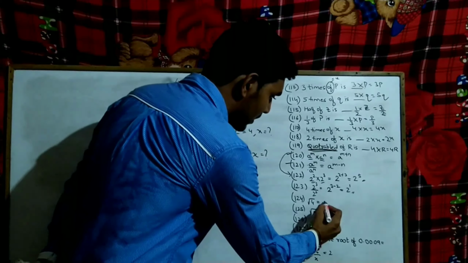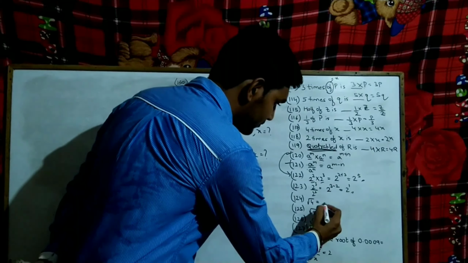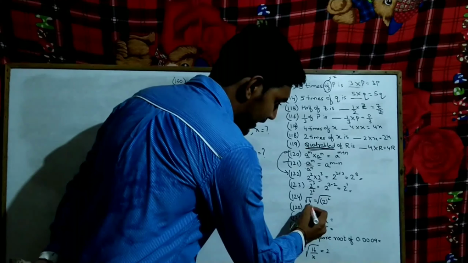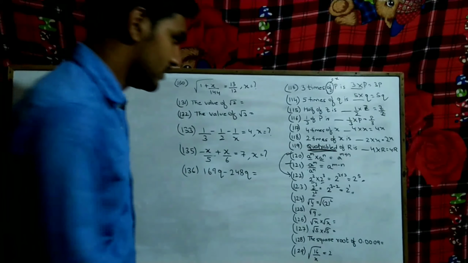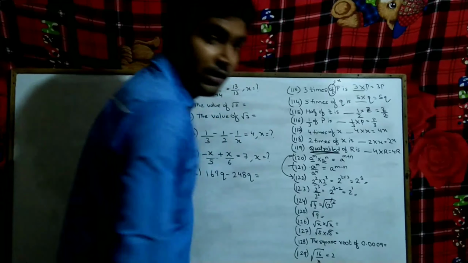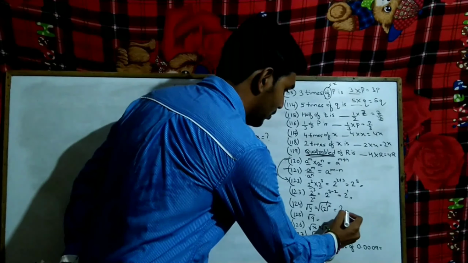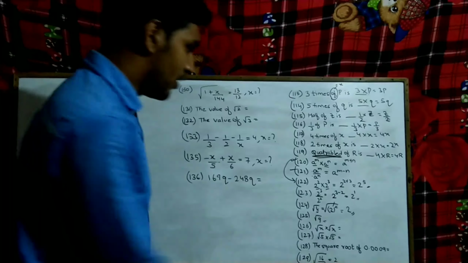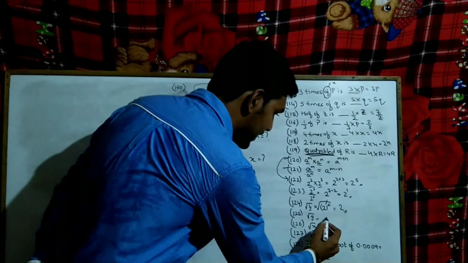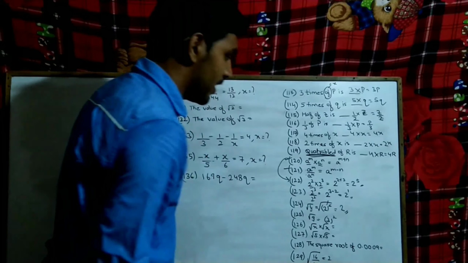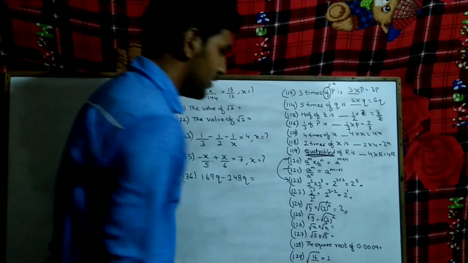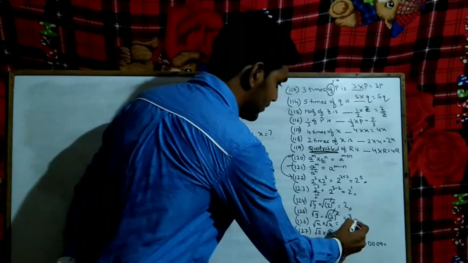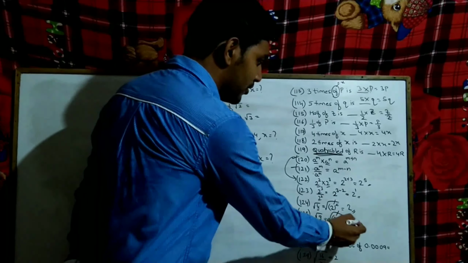Root 4 means, can I write 4 as 2 square and then root? Yes. Now square and root will be cancelled. So what is left? 2. Remember, so root 4 value is 2. Okay. Now same. Can I write 9 as 3 square, and root is there. Now this square and root will cancel. What is the answer? 3. So remember, root 9 value is 3.